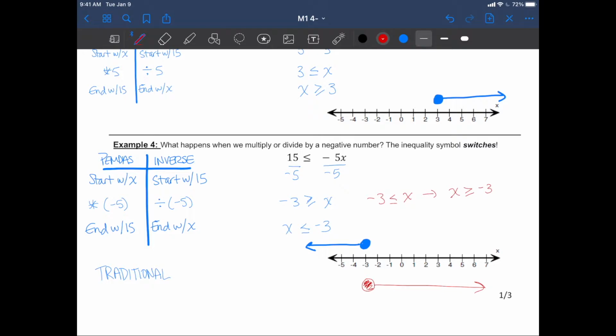And here's another reason why you might want to test points or practice testing points. If I were to pick 0 here and I were to plug it in to this inequality, I'm saying 15 is less than or equal to negative 5 times 0, which is 0. Is 15 less than or equal to 0? No, it's not. It's false over here. So I really should not be shading over here, which means I need to shade this way. But then if you were wondering exactly why that happened, I showed you earlier with the steps, okay? So that's the traditional method.